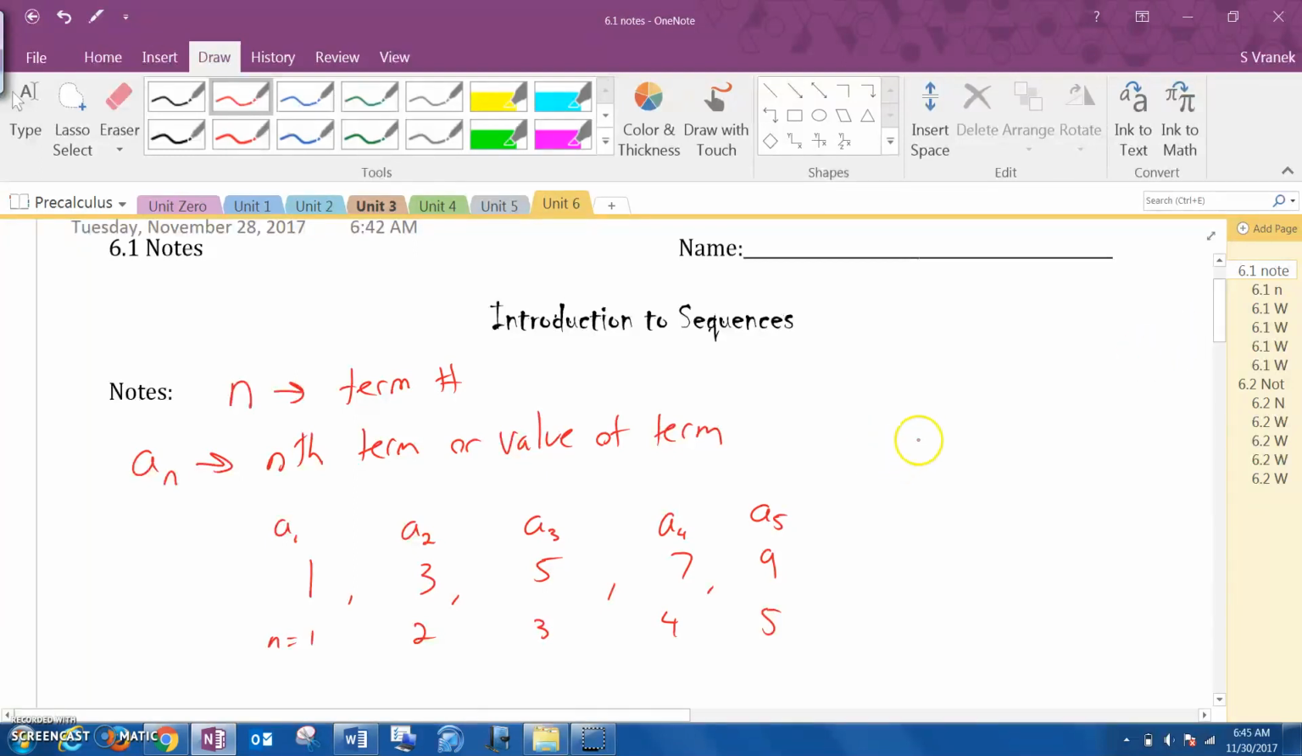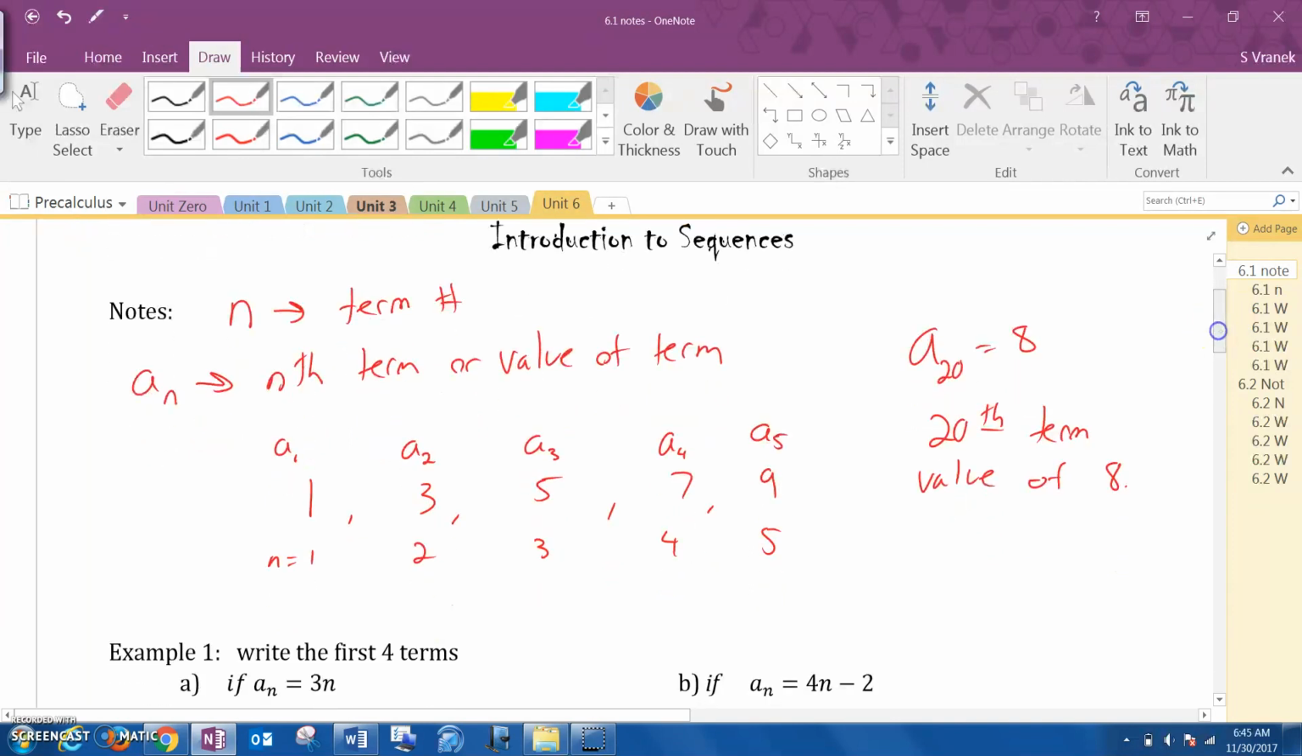So another one, if I just wrote A sub 20 equals 8, that's telling me the 20th term has a value of 8. Okay, so those are just some definitions and terms, letters that we use for sequences. So let's see what we can do with this.